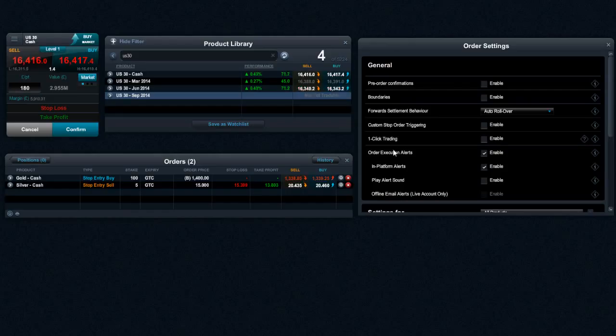Hi there, and welcome to this short video having a look at order boundaries in more detail. What you actually see here on my US 30 order ticket is what's called the level 1 price.